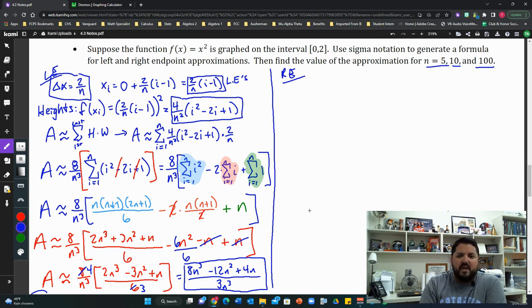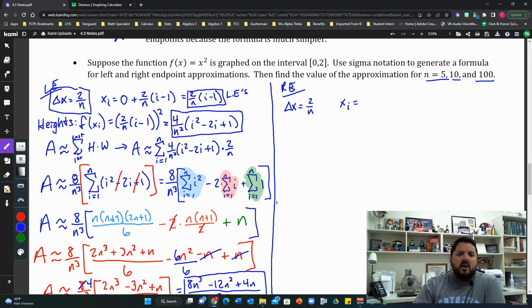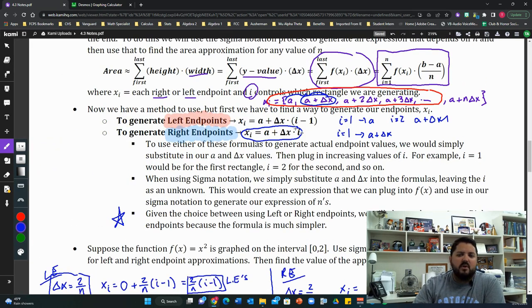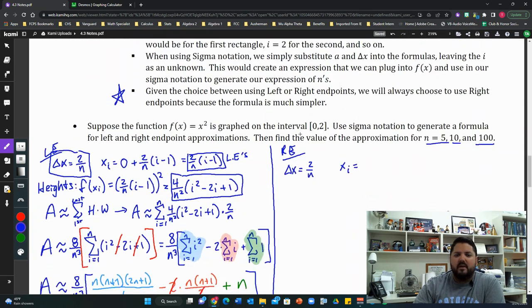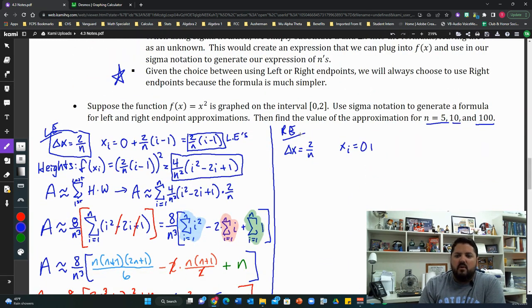So my delta x is still the same, still going to be 2 minus 0 divided by n, or 2 over n. But now we get to use that easier x sub i formula. So again, for right endpoints, we don't have the i minus 1. It's just simply i that's being multiplied. So in this case, it would be 0 plus 2 over n times i, or the simplest way to write that is just simply 2i over n. So if you compare these two, this is why I said if you have a choice between left or right, doing the math with this formula is way easier, no matter what the equation is, than this guy.